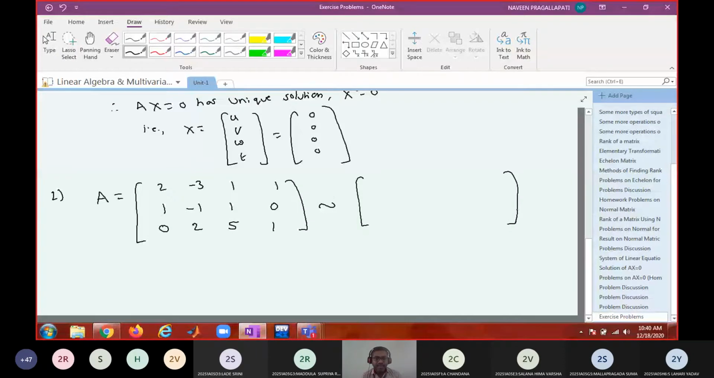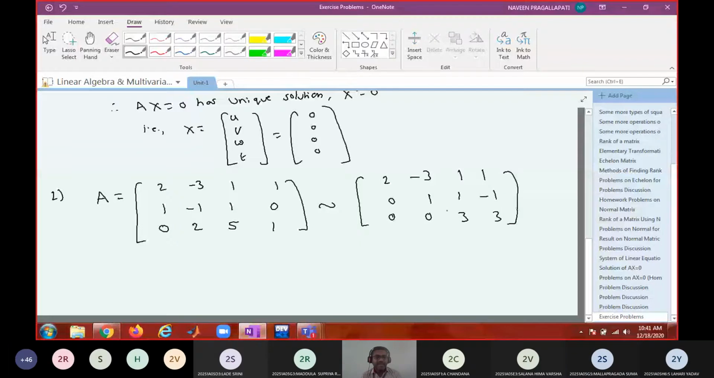So what is the first row? Is it 2 minus 3 1 1? Yes, sir. After converting into echelon form, what is the final answer? 2 minus 3 1 1. 0 1 1 minus 1. Last row, 0 0 3 3.